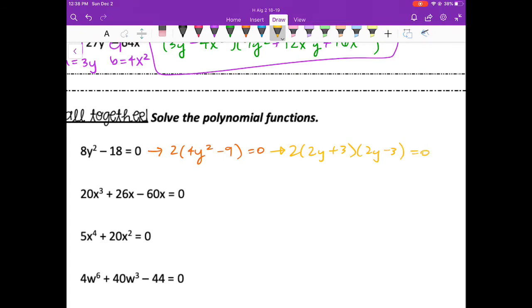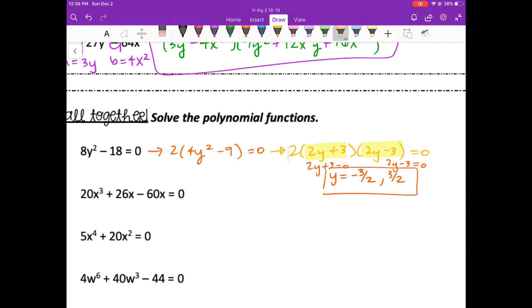And our zero product property tells us, well, if you've got 2 things that multiply to give you 0, well, one of them has to be 0. So you set them both separately equal to 0. 2y plus 3 equals 0. Subtract 3, divide by 2. Y could be negative 3/2. Or you could have 2y minus 3 equals 0, add 3, divide by 2. It could be a positive 3/2.